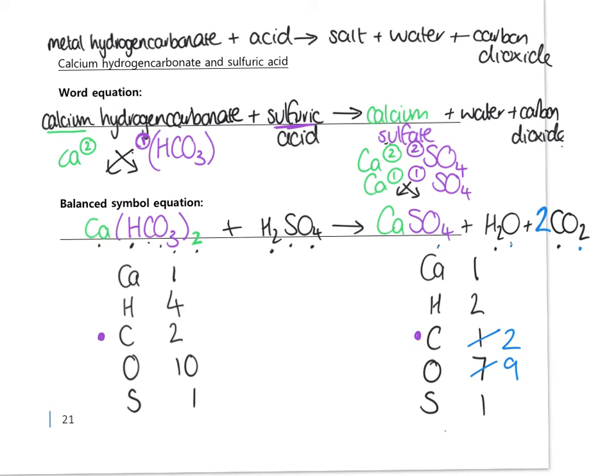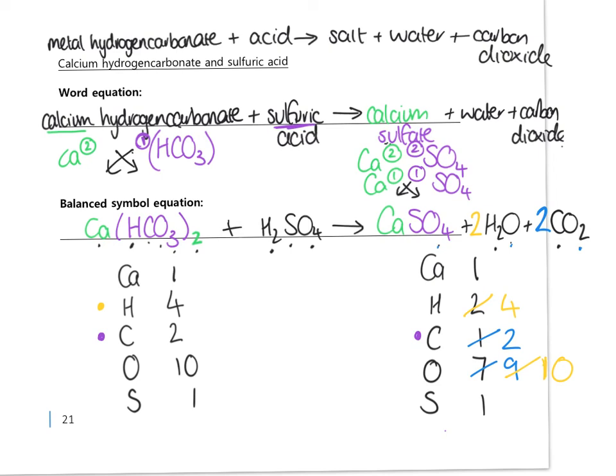But let's fix our hydrogens first of all, because they're slightly easier to see. So I've got 4 on the left and 2 on the right. So again, I get 4 on the right by putting a 2 in front of my water. Think how many hydrogens now you have. You've got 4, 2 times by 2. Oxygens, you've got 4 in your calcium sulfate, now 2 in water, that's 6, plus 4 in your carbon dioxide. That's a total of 10 oxygens. So now your equation is balanced.